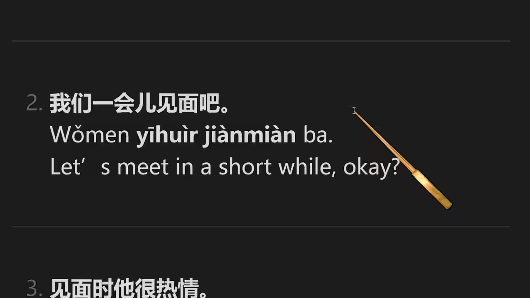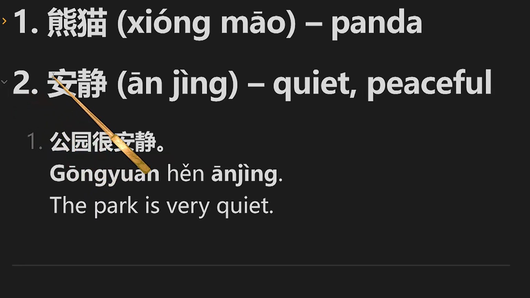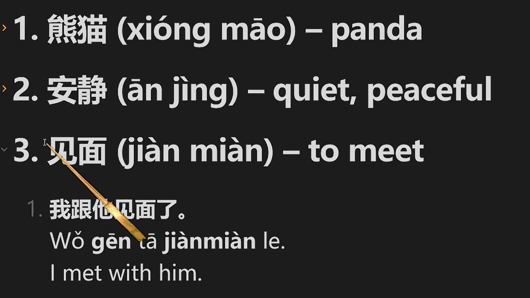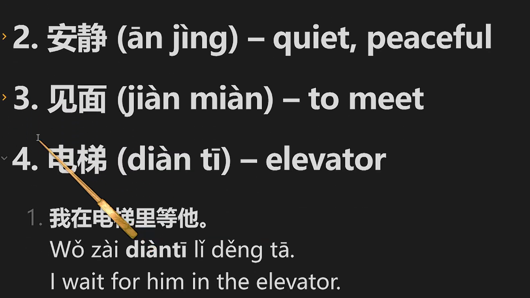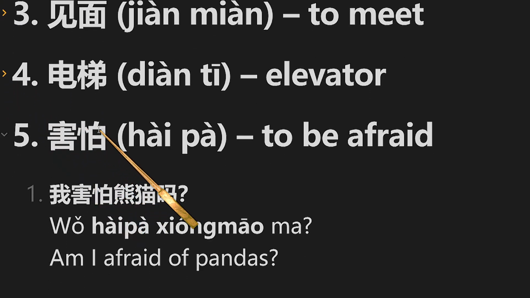Let's repeat what we learned today. The first word is 熊猫, panda. 安静, quiet, peaceful. 见面, to meet. 电梯, elevator. And last one is 害怕, to be afraid of something.